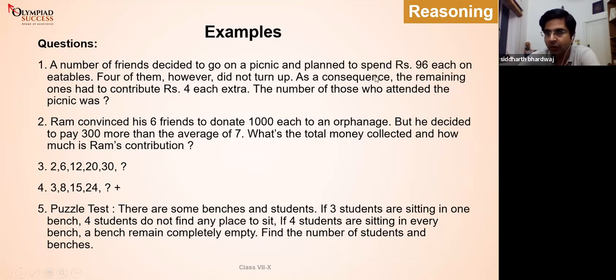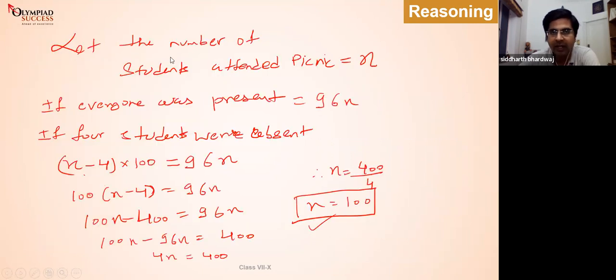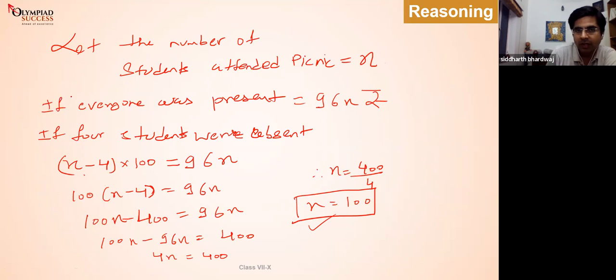So there were some friends who wanted to go on a picnic and wanted to spend 96 rupees each. But we don't know how many wanted to go, right? So we assume that the number of students who wanted to go is x. Now if the number of students is x, everybody wants to spend how much? 96x. So that would be the total amount that they want to spend if everyone was present: 96x rupees.